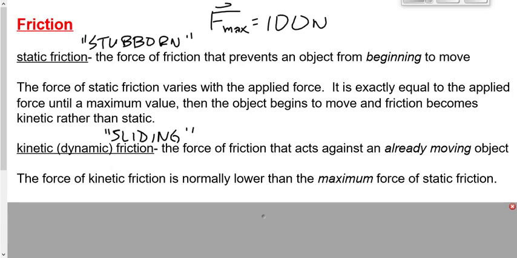Now, this is important to explain a lot of things. The force of kinetic friction is usually lower, not necessarily than static friction, but it's lower than the maximum value of static friction.